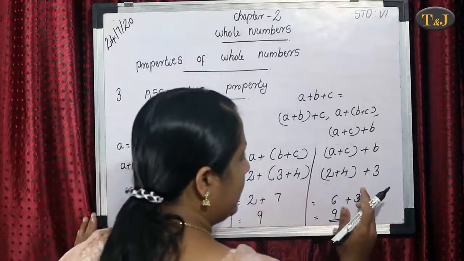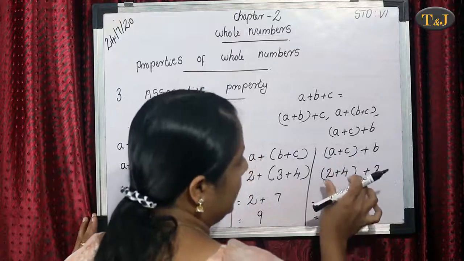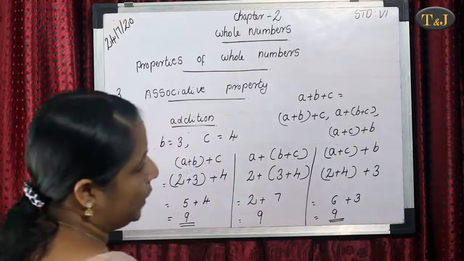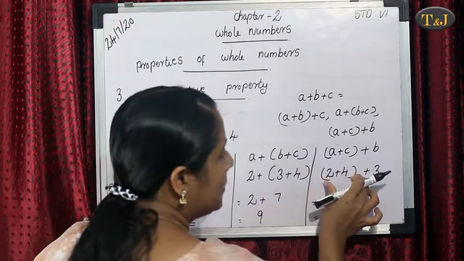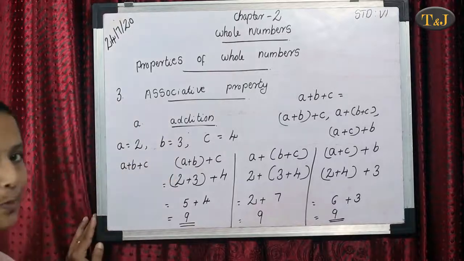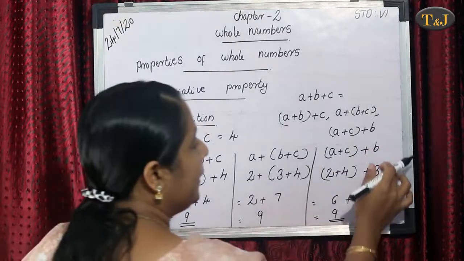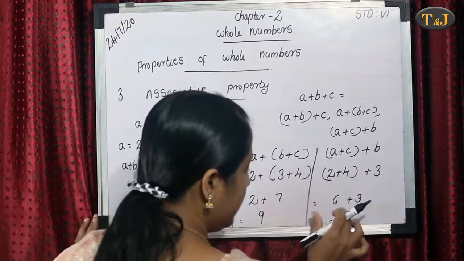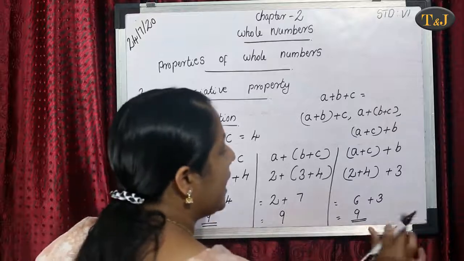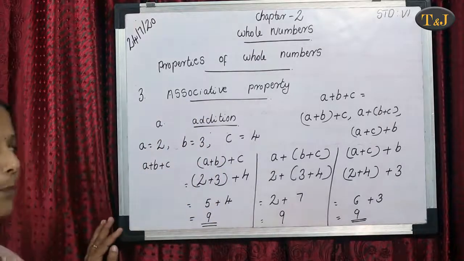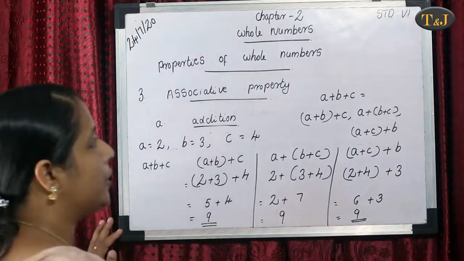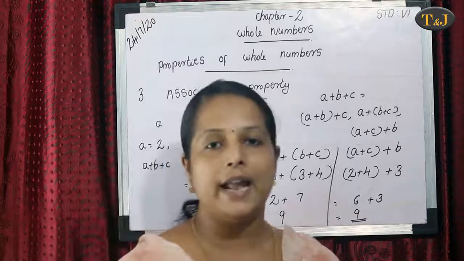Then another method is a plus c grouped together. Here a equals 2 and c equals 4. Then these two numbers are grouped together, so we get 2 plus 4 equals 6. Then adding b to this number, 6 plus 3 equals 9. All three answers are the same. So we understood that the associative property is satisfied under addition.